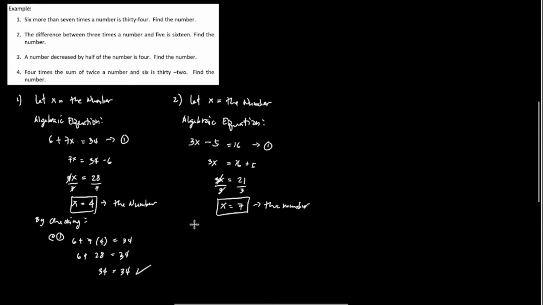And by checking, at equation 1, 3 times x, where x is 7, minus 5 is equal to 16. 3 times 7 is 21, minus 5, which is 16. 21 minus 5 is 16, and it is equal to 16. So therefore, x is equal to 7, which is the number.